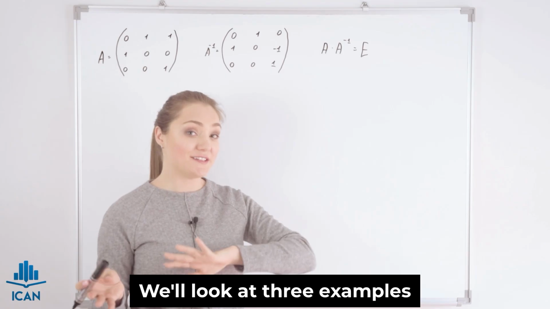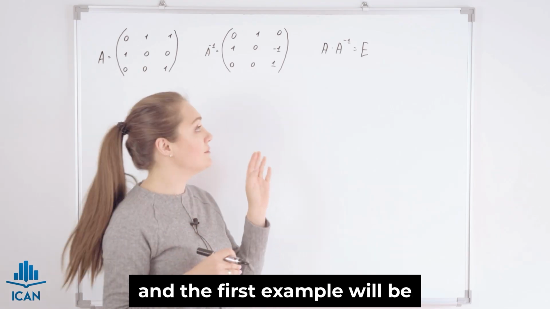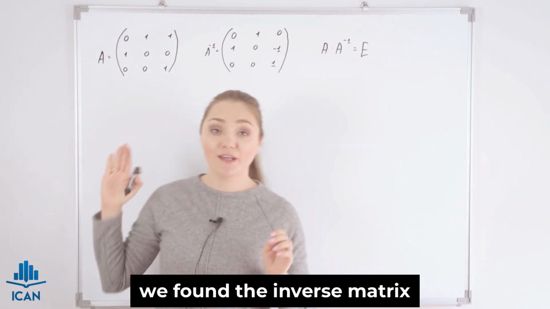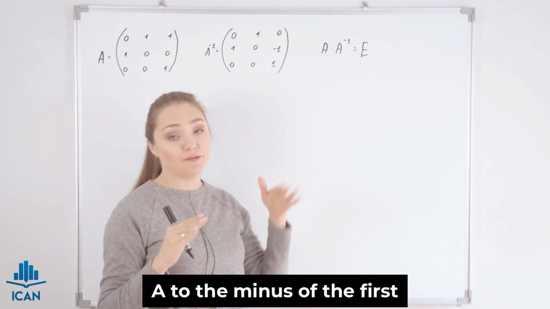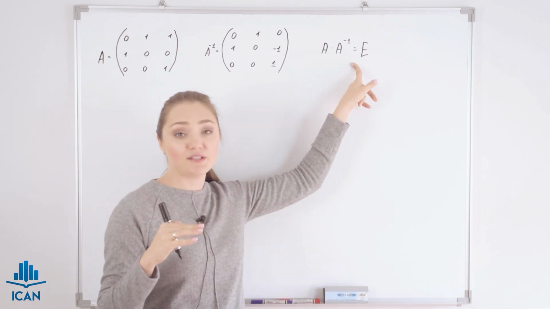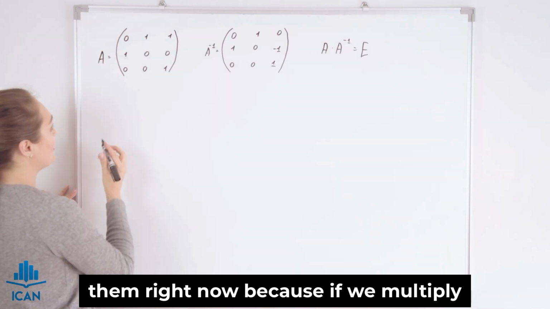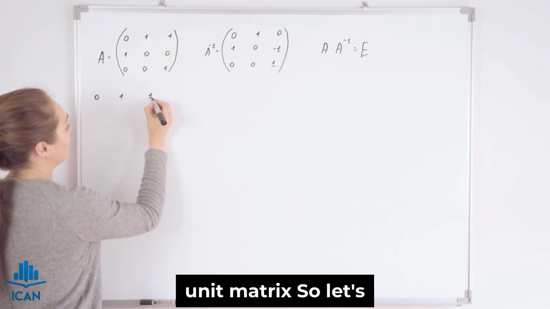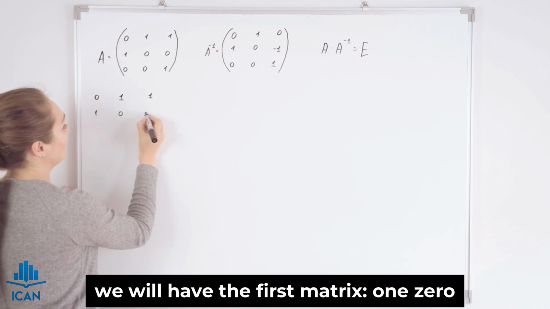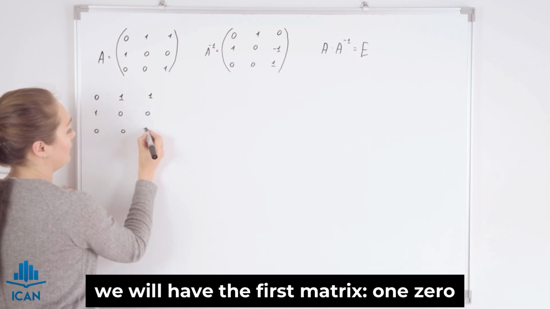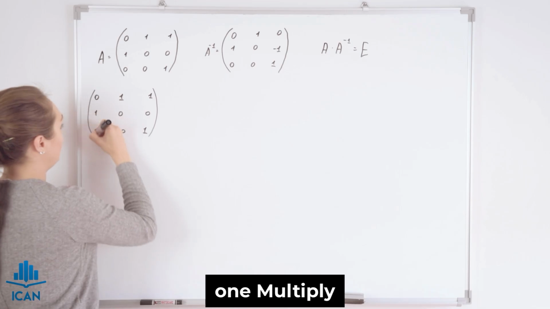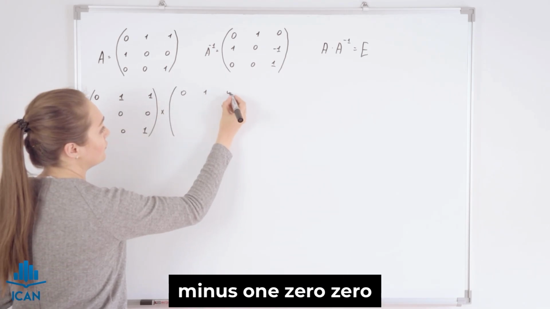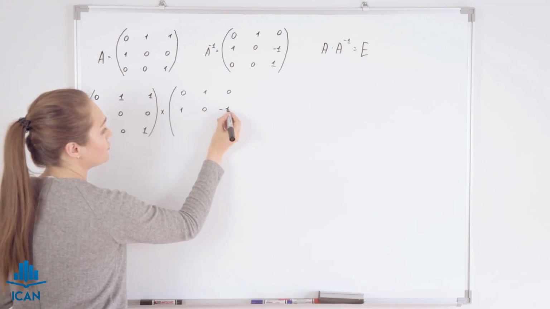We'll look at 3 examples, and the first example will be related to the previous video about matrices, where we found the inverse matrix A to the minus first power of matrix A. And we're going to multiply them right now, because if we multiply them by each other, we'll have a unit matrix. So let's multiply. This means that we will have the first matrix 1 0 0, 0 1 0, 0 0 1, multiplied by the matrix 0 1 0, 1 0 minus 1, 0 0 1.